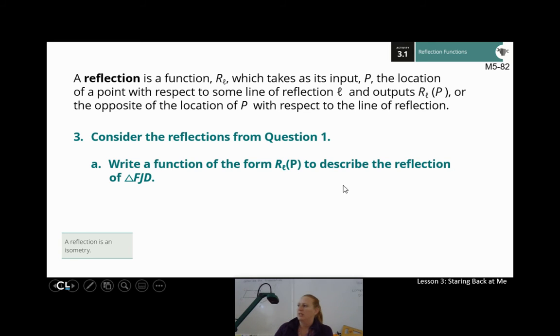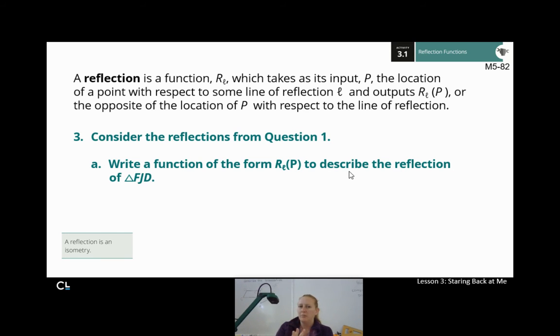This sounds complicated, but here's the deal. We use a capital R for reflection. We're doing a reflection, so for my function, I'm going to use a capital R. I'm going to put the line of reflection as a little subscript down there. And then, of course, I'm going to input my point and then set it equal to whatever my output is.